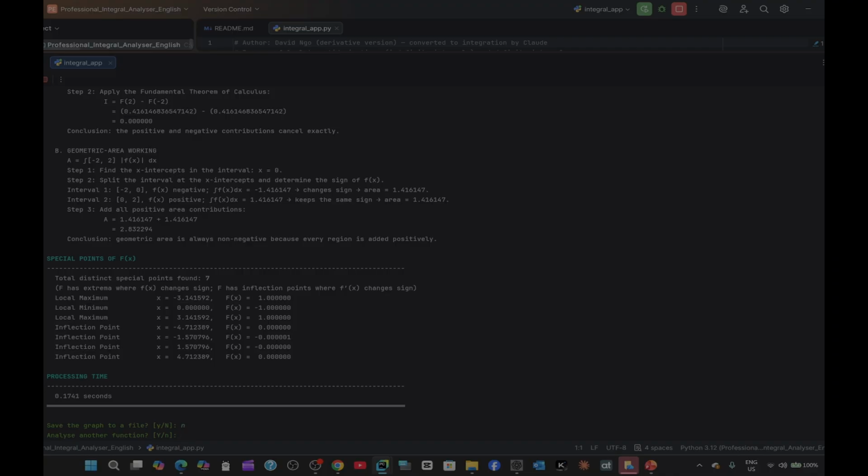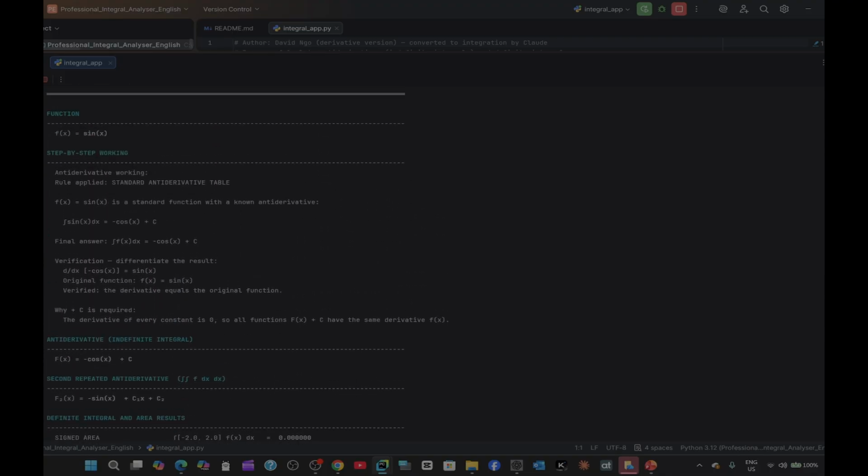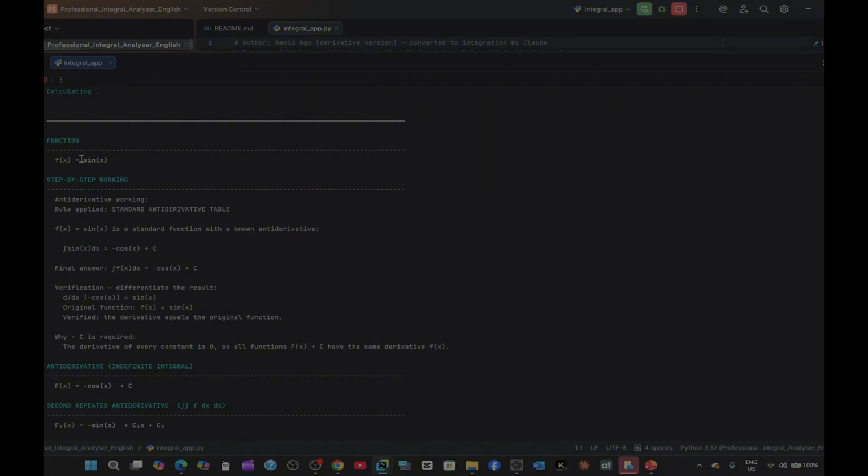Okay. Now we start step by step here. See, we put a function here, f(x) equals sine x. So step by step, the antiderivative of f(x) equals sine x. It's a standard function. So take the antiderivative, which gives minus cos x. From here, the final answer is minus cos x plus c. You verify by taking the derivative, verification, right? See, the same. We explain the c, the constant.